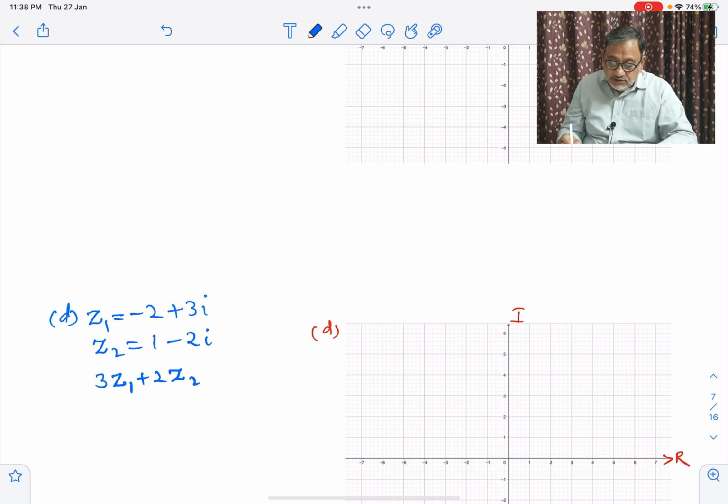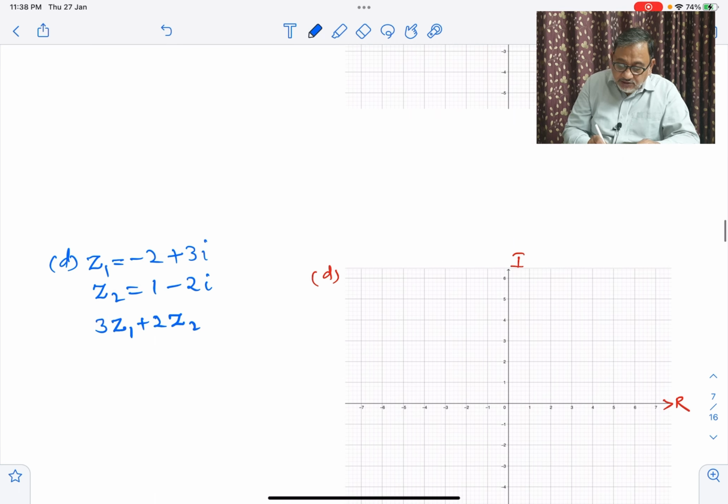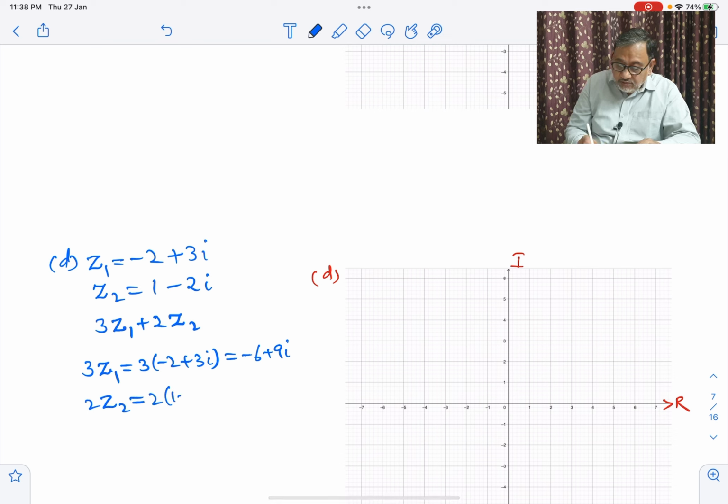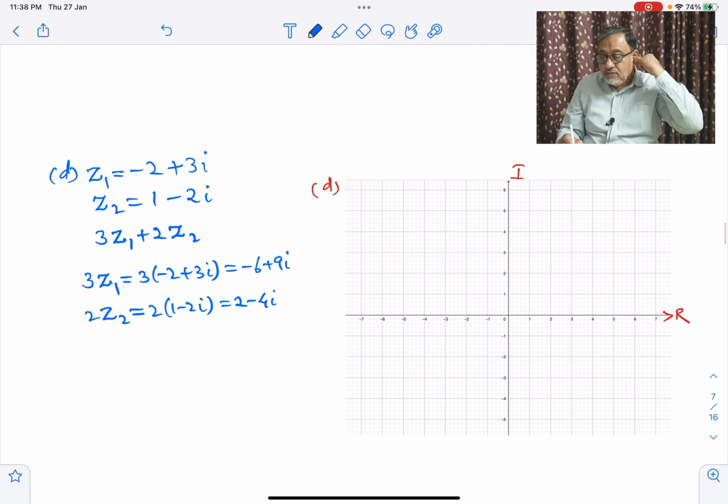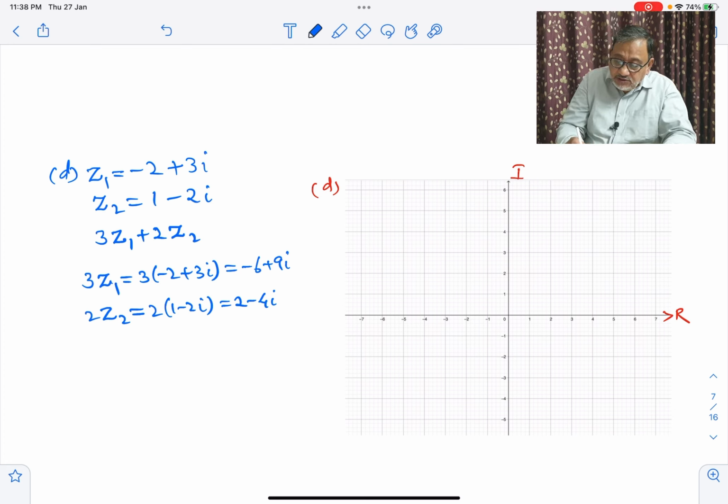Now 3Z1. Directly 3 parts of Z1 I have to represent. So 3 times minus 2 plus 3i will be negative 6 plus 9i. And 2Z2 will be 2 into 1 minus 2i, which will be 2 minus 4i. Now look here, negative 6 plus 9i. 9 is not there on my graph, so I'll change my scale for this.